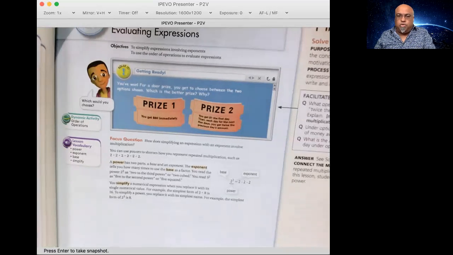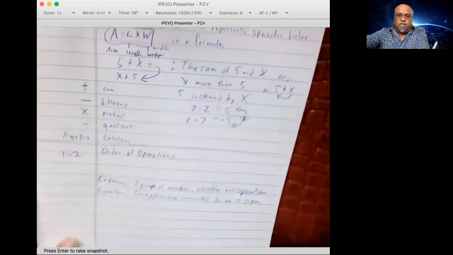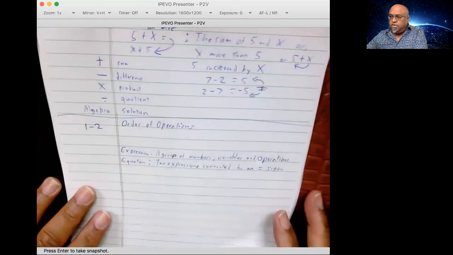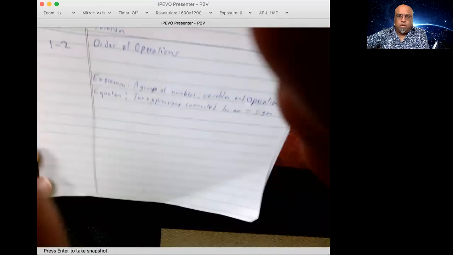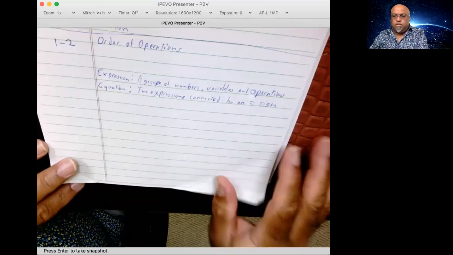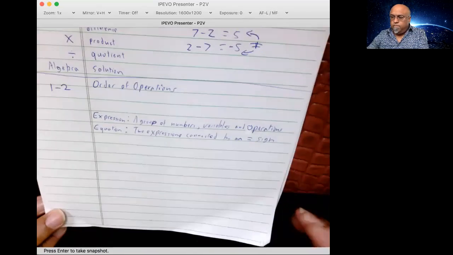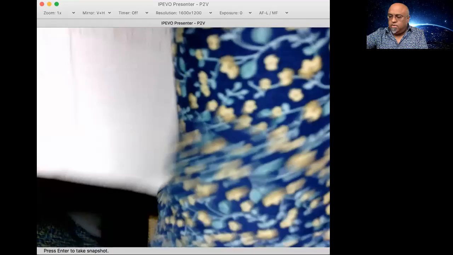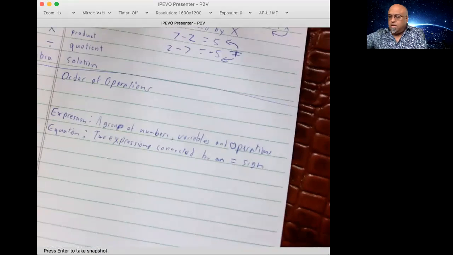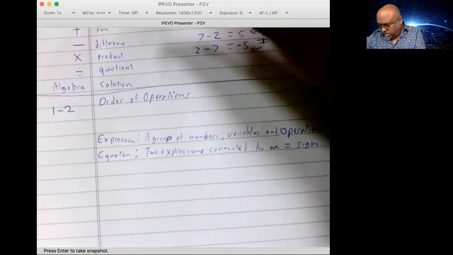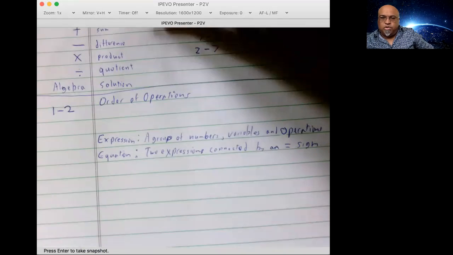Let me jump to my paper here. And as you can see, here's the previous lesson. Let's jump to the second lesson here on order of operations. Just trying to get used to working with the camera here. Let me move this so it's a little bit more clear. Okay, order of operations.